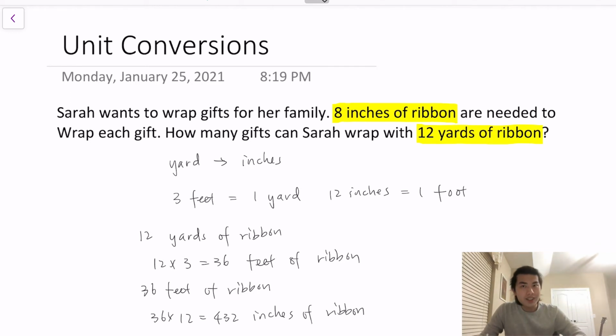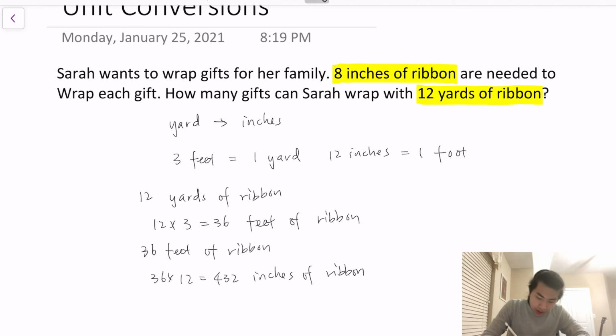Now, don't forget, we're not done yet. We have to go figure out how many gifts Sarah's wrapping, right? And in this case, we can do simple algebra by just dividing 432 by 8, which will give us the quantity of gifts Sarah can wrap. And again, you can pull out your calculator or you can try to do it in your head. It will be 54 gifts. Now that's a lot of gifts, right? Now that we've solved one together, let's try another one.